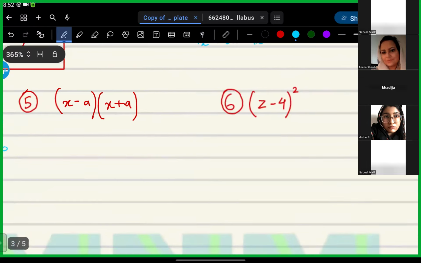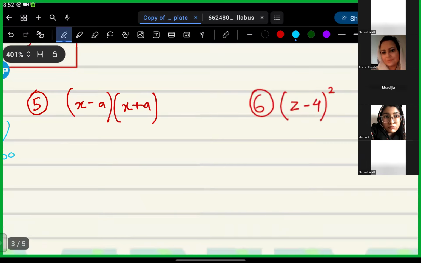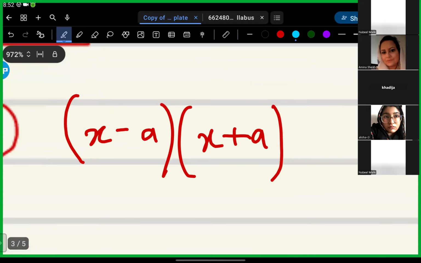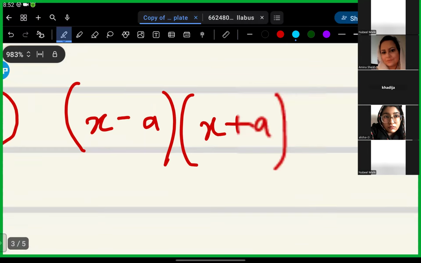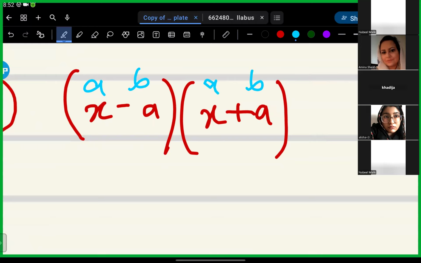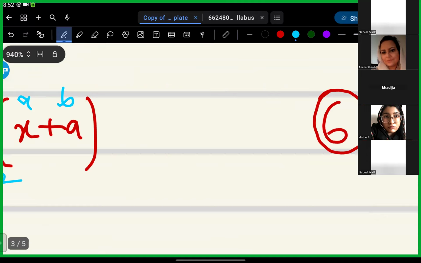We have only two questions left, and we have war with time. So (x minus a) and (x plus a). What is this equal to? You should know that this is a, this is b, this is a, this is b. So it is equal to x square minus a square. All right.